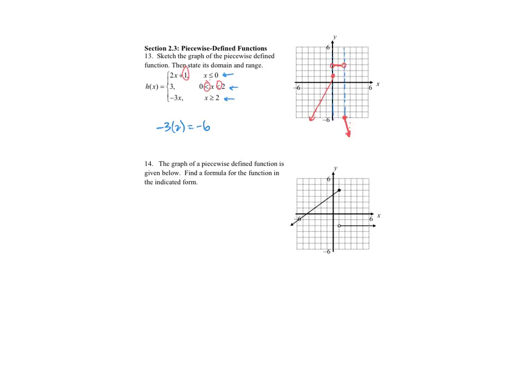The next part says I'm given a graph of a piecewise function and I want to find a formula for that function. So I can see first of all that it occurs in 2 pieces, and so I can fill in that part of my graph.